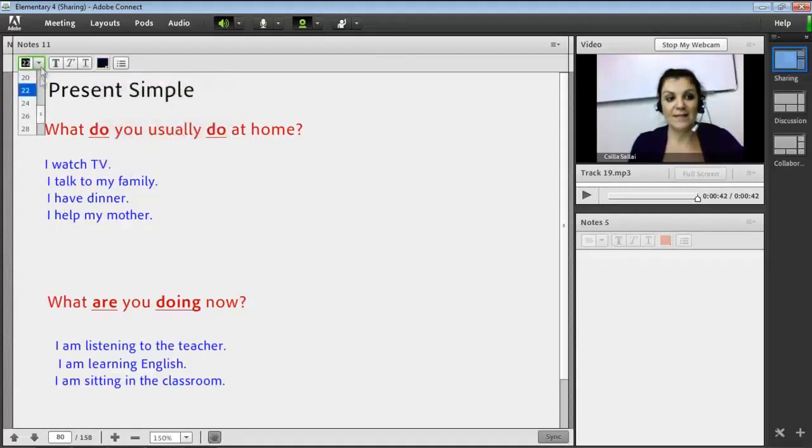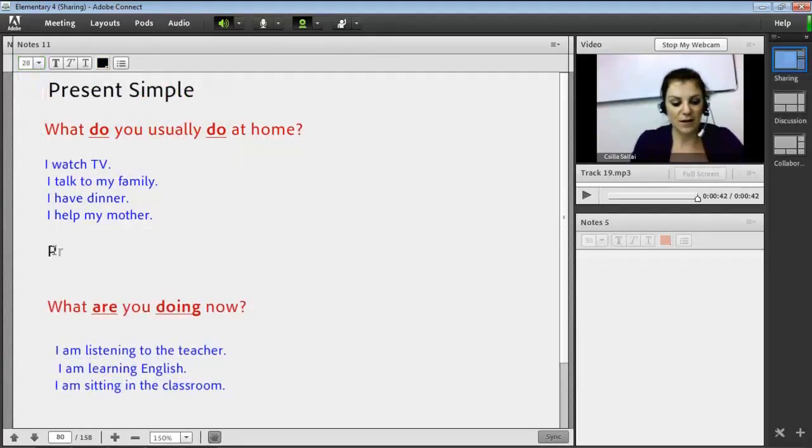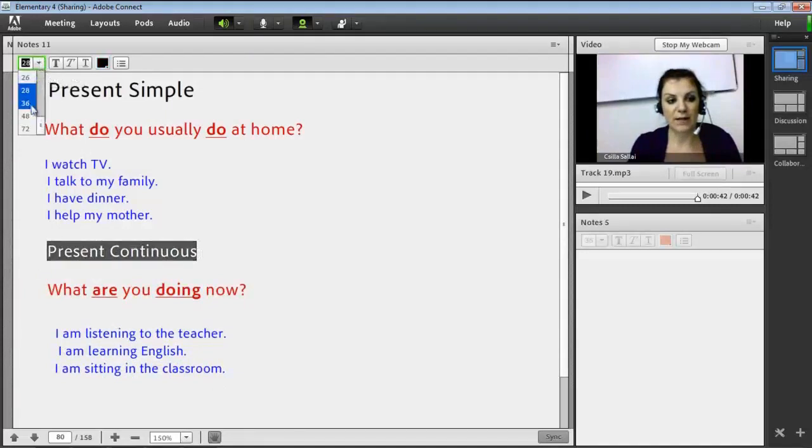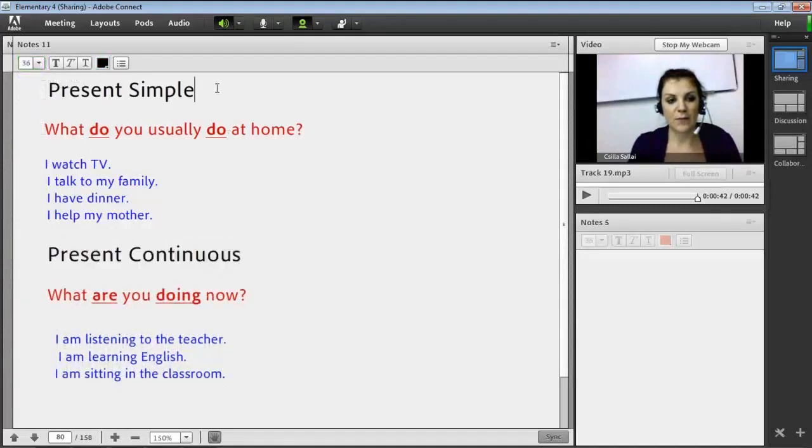That's right. This is this new grammar structure that we learned about yesterday. It's called present continuous. That's right. So let's have a closer look at the differences between the present simple and the present continuous. So what is the main difference?